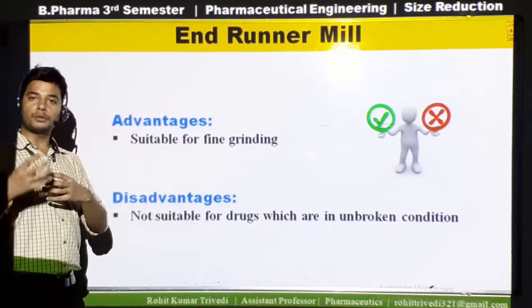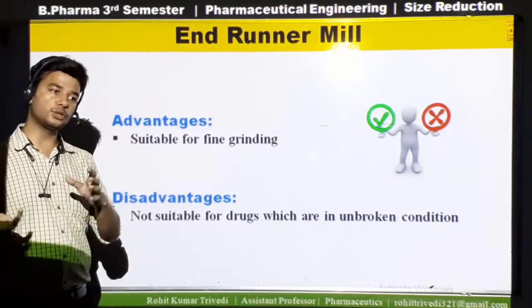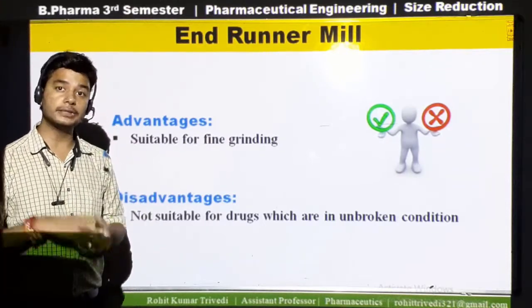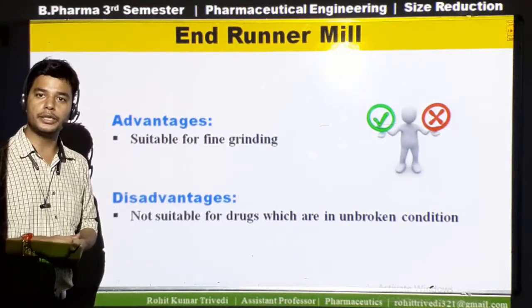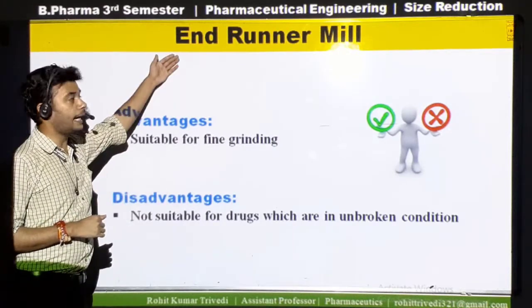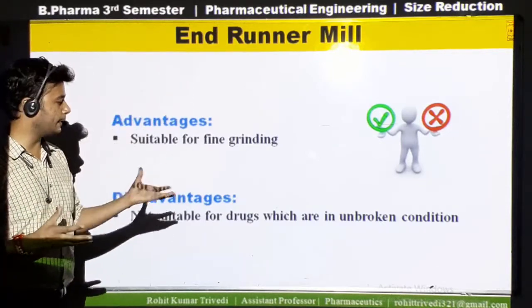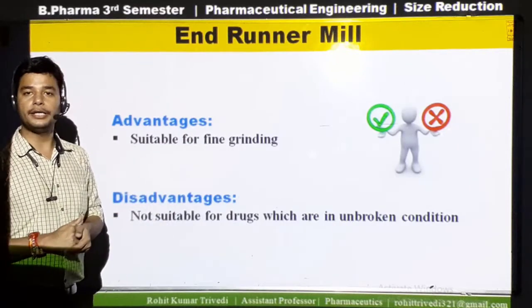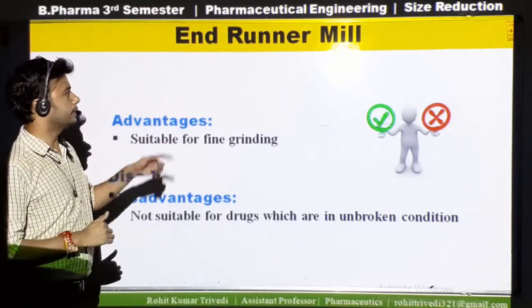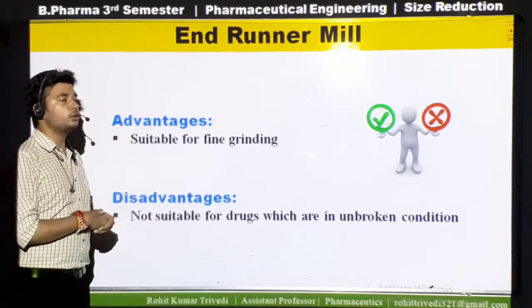We are required to process that material initially in other mills. It should be broken down into small particles, and those small particles are converted into a fine powdered state by using the end runner mill. Large size material, or large size particles, cannot be broken down or converted into powdered form by using the end runner mill. Okay, so this was all about the end runner mill.